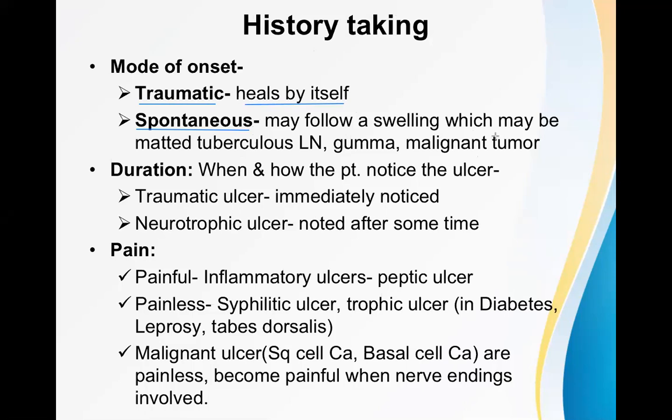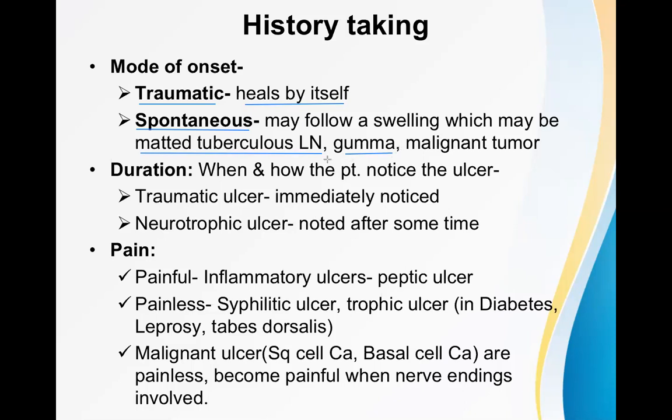A few examples are given here. Matted tuberculous lymph node is seen in tuberculosis. Gumma, just now I talked about this. In which disease is gumma seen? Which disease is that? Syphilis. Very good. Quite impressed. It's syphilis, the tertiary stage of syphilis. It's a type of granuloma seen in the tertiary stage of syphilis. Don't forget, very important question in the exam.